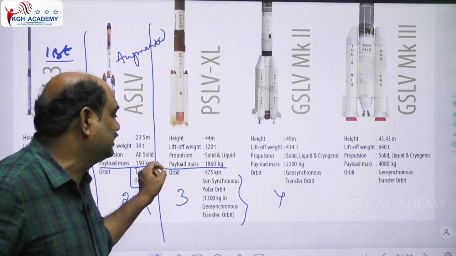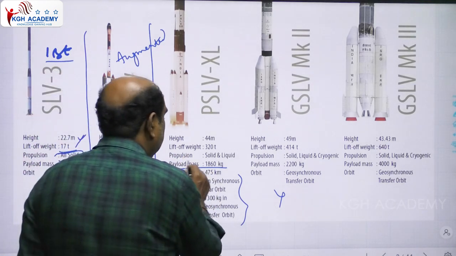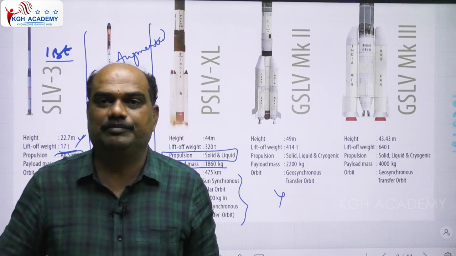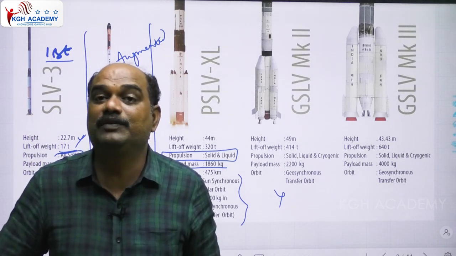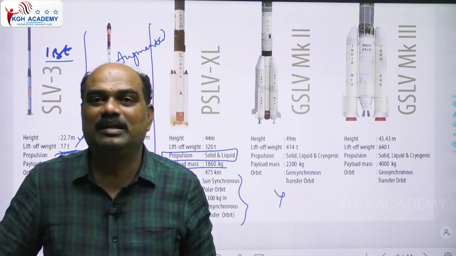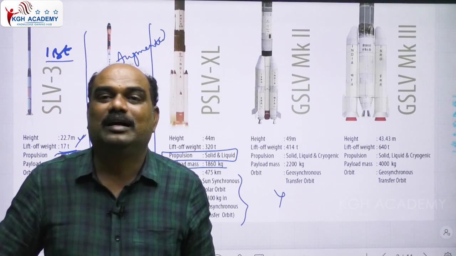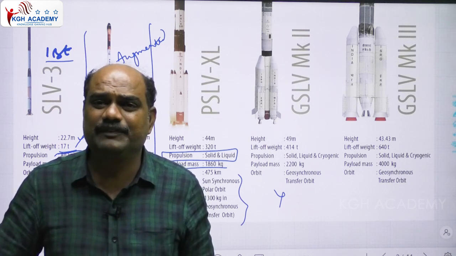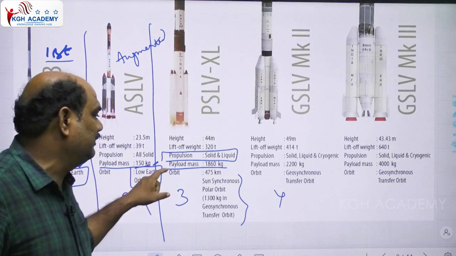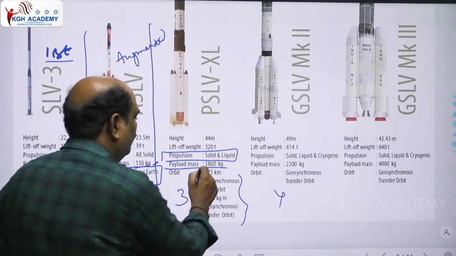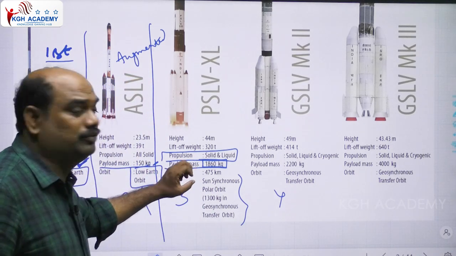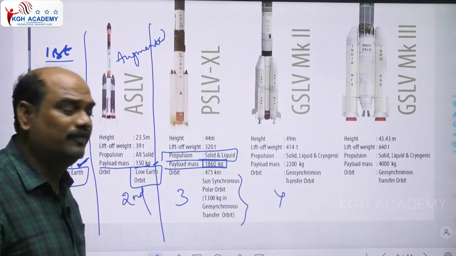So lift-off mass is 320 tons, and this is the third generation launching vehicle, and it is the first launching vehicle deployed with liquid fuel. Liquid fuel means MMH and UDMH, monomethyl hydrazine or unsymmetrical dimethyl hydrazine. So for the first time, the launching vehicle deployed with liquid fuel is this PSLV. And it can carry satellites with a weight of 1860 kgs. Such a massive increase can be seen, particularly in the case of PSLV.